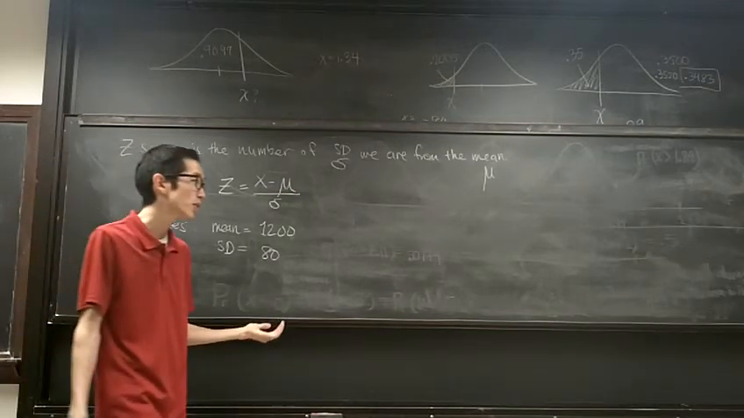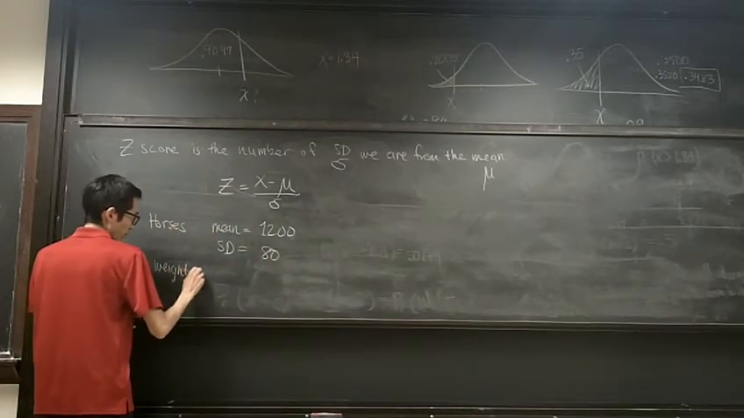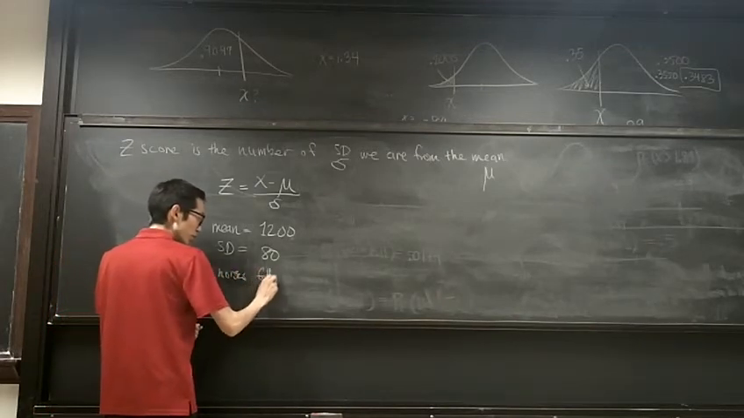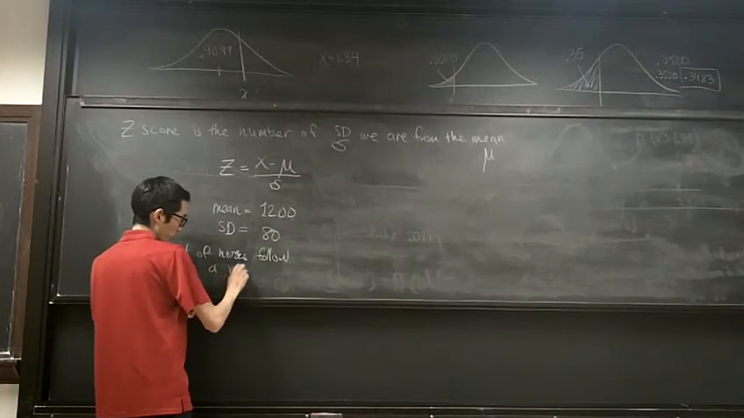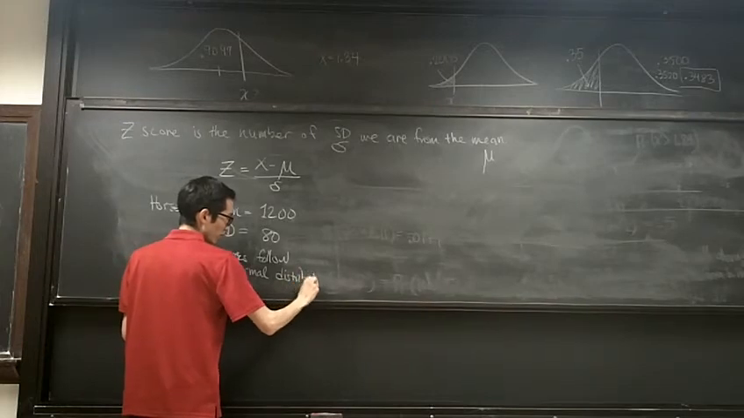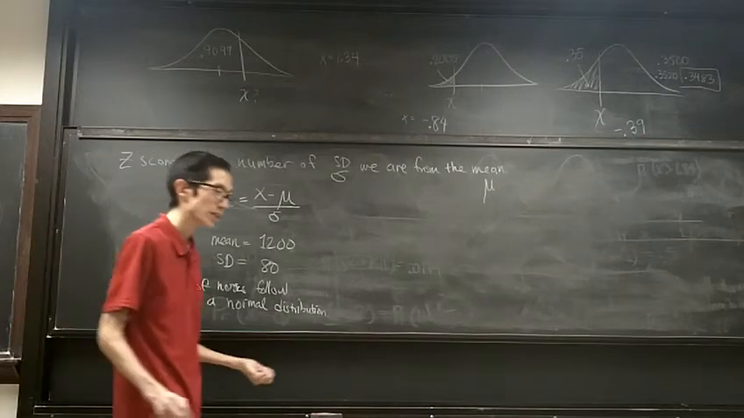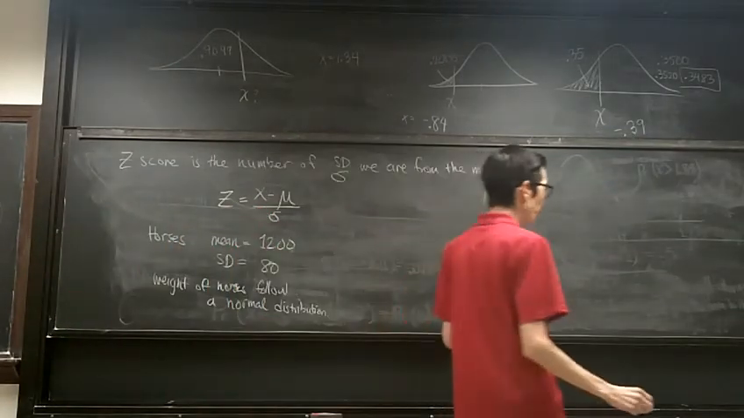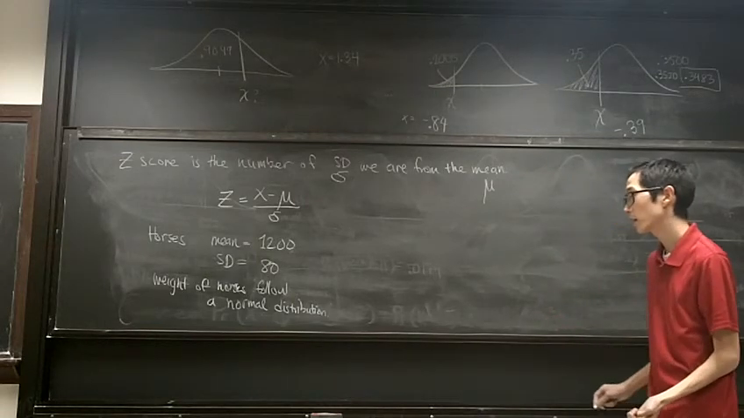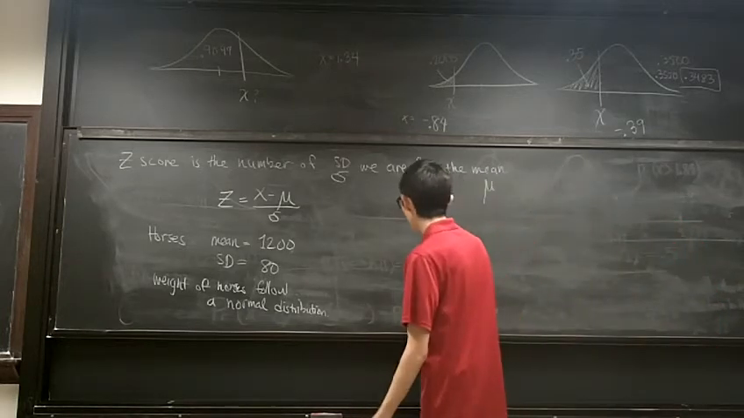Let's say the weight of horses follows a normal model, or normal distribution. I might ask a question like, what proportion of horses weigh less than 1,250 pounds?